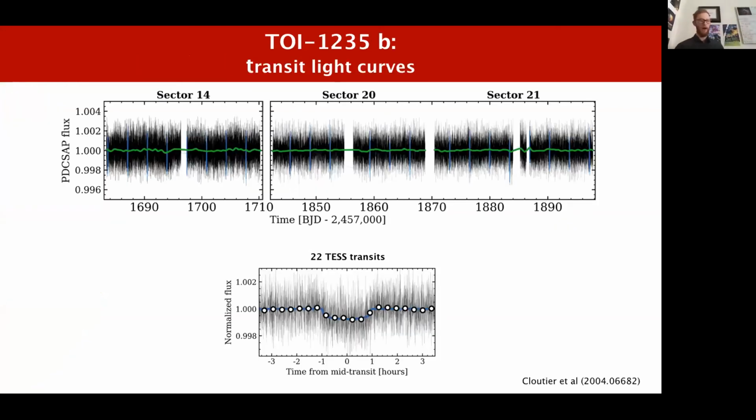So here, finally, is the TESS light curve, right? This is the TESS light curve from sectors 14, 20, and 21, which all observed TOI 1235. The target was observed at 2-minute cadence, so a brightness measurement every 2 minutes for a total of about 3 months. And this yielded 22 observed transits that are phase folded down here at the bottom, where you can clearly see the transit at a fairly high signal to noise when you stack all the transits on top of each other. This is a signal to noise of about 20, so relatively high.